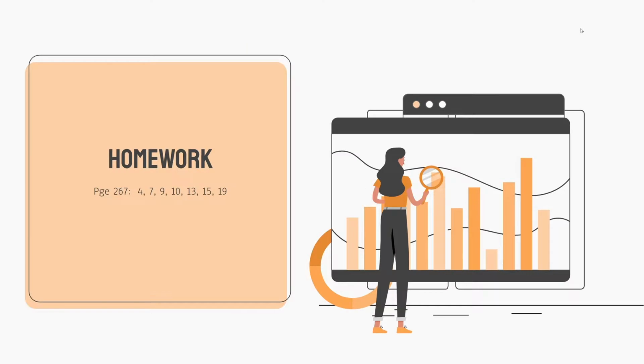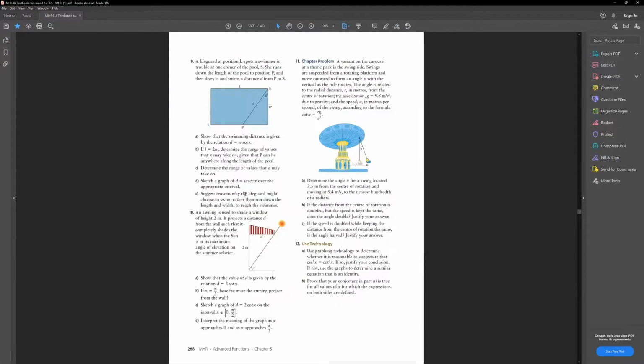Now, with that being said, this is the homework for today. A lot of it is actually word problems, but they're not difficult word problems. Let's show you some of them. For example, number 9: a lifeguard at position L spots a swimmer in trouble at one corner of the pool, S. She runs down the length of the pool to position P and then dives in to swim the distance D from P to S, and then they did this wonderful diagram.